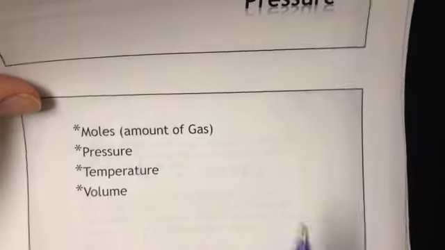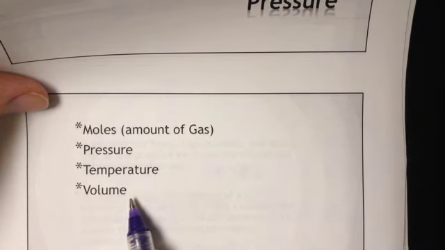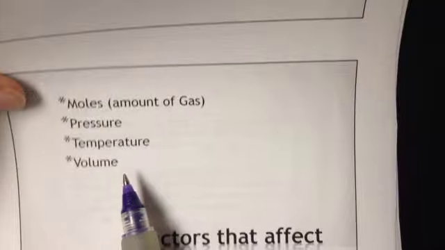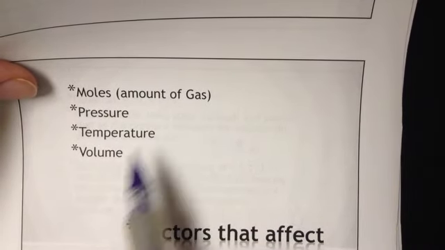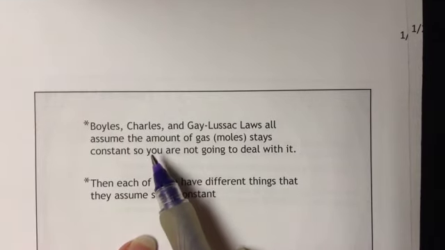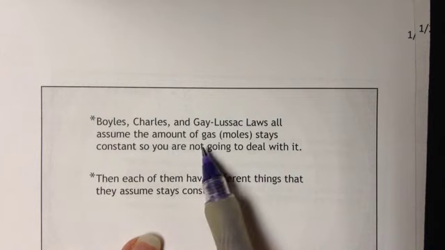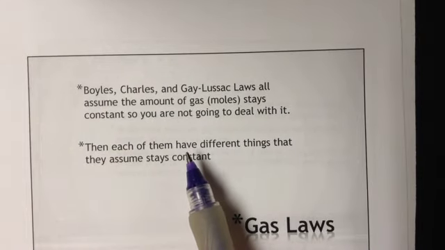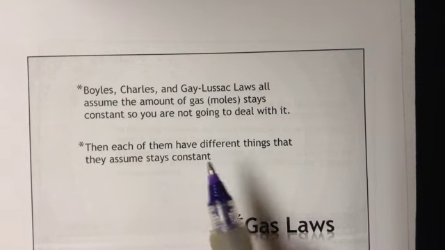Now there's four things that affect gases. The amount of gas, which we measure in moles, the pressure, the temperature, and the volume. These are the four factors, and so it just depends on what you're doing. Boyle's law and Gay-Lussac's law and Charles' law assume that the amount of gas stays constant, so we're not going to deal with moles or how much we have.